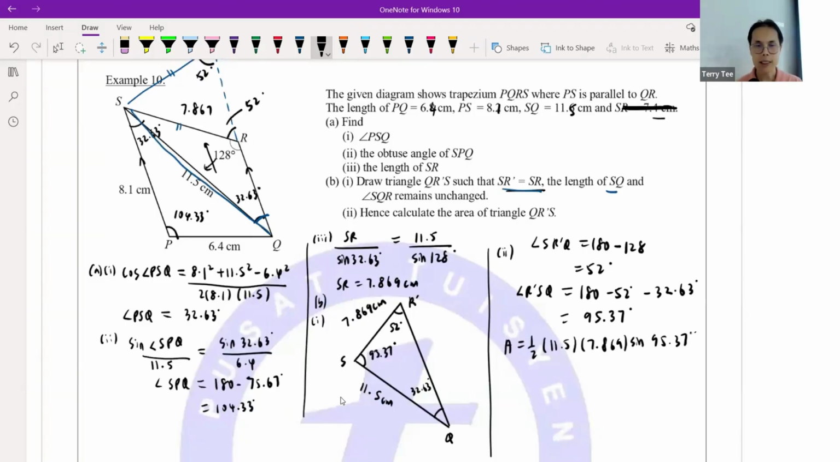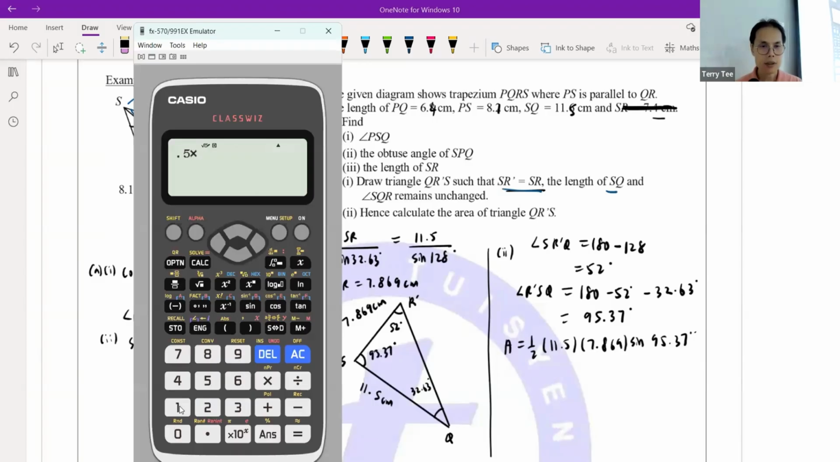Okay, half AB sine C. So 0.5 times 11.5 times 7.869 times sine 95.37. So guys, 45.05.